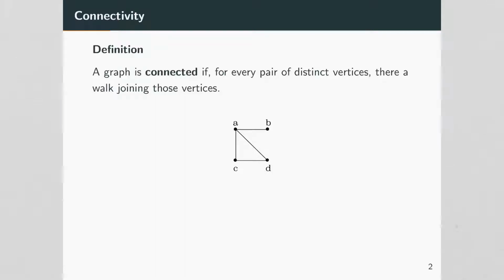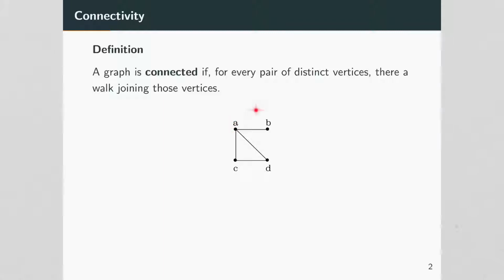Hello, we're now at the point of section 1.2 where we're going to talk about connected and disconnected graphs. A connected graph is just a graph where there is a walk joining any pair of vertices.